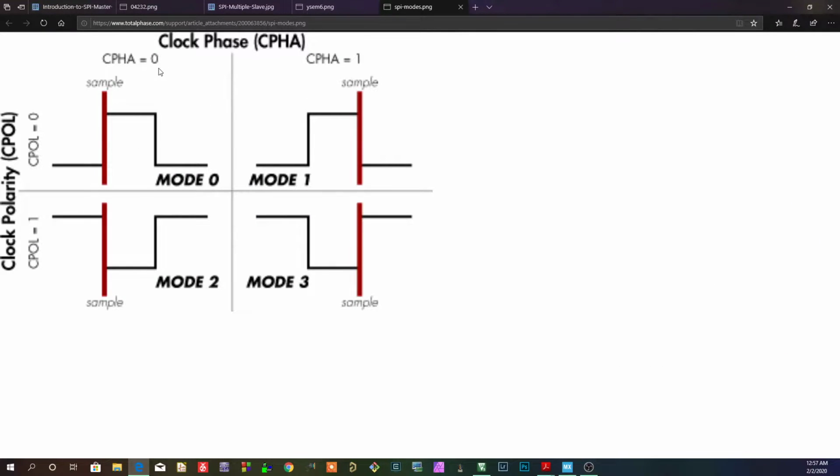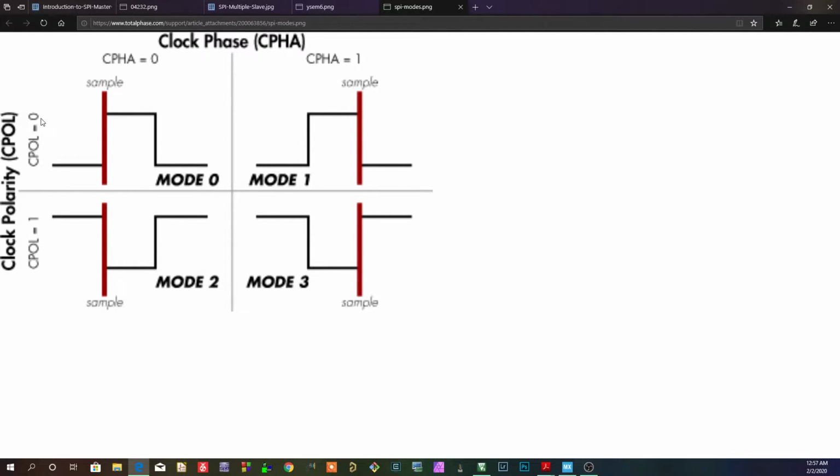Well, when you have a clock phase of 0, you're going to sample your data. You can hear it says sample. You'll sample your data on the first edge, whether it's rising or falling. In phase 1, you will sample your data on the trailing edge.